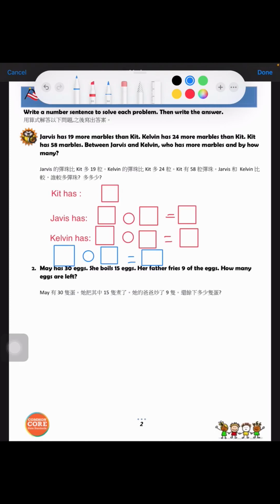Let's start with the out question on page 2. Jarvis has 19 more marbles than Kit. Calvin has 24 more marbles than Kit. Kit has 58 marbles. Between Jarvis and Calvin, who has more marbles and by how many?